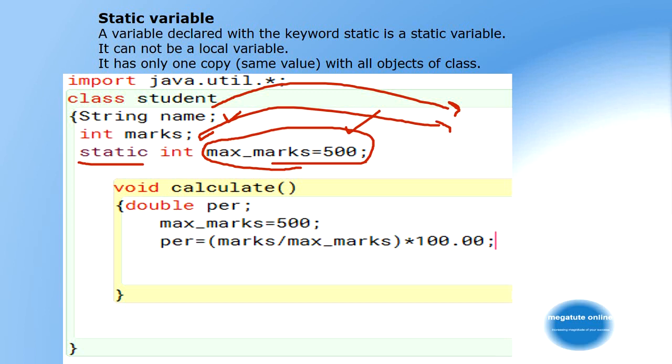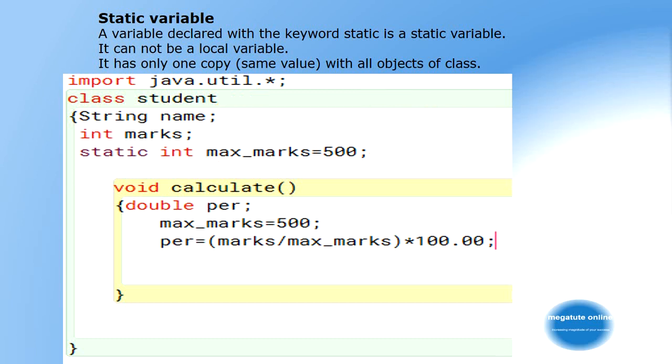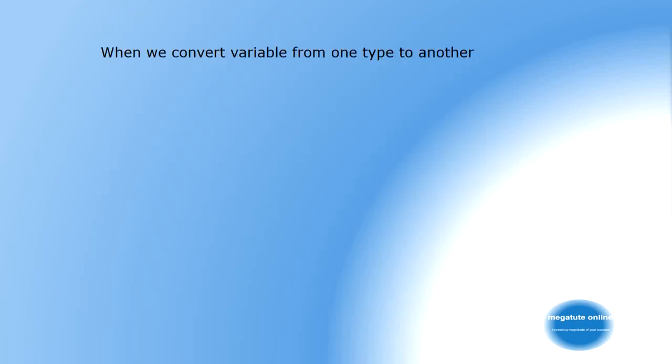But this particular static variable will have only one copy. So this will have 500 with all the students, or with both students, whereas the name and marks can change. If there is still a doubt, you can have a look at that classes and object video. I have played that out here. All right, so let's move ahead and see what else we have.